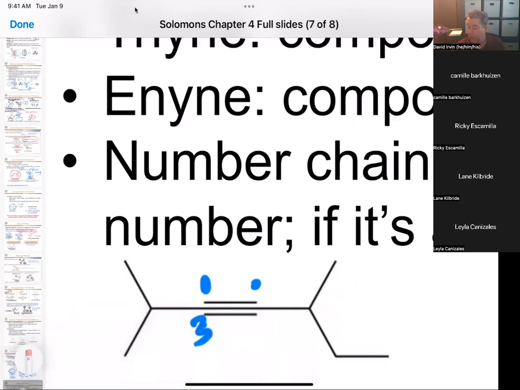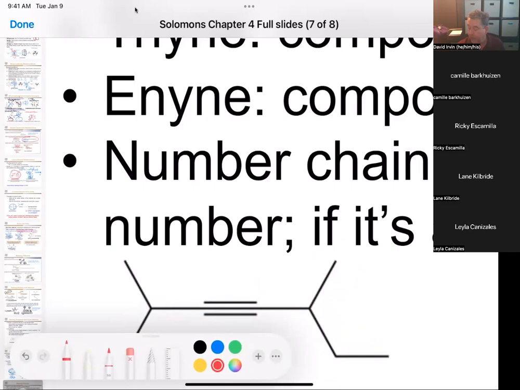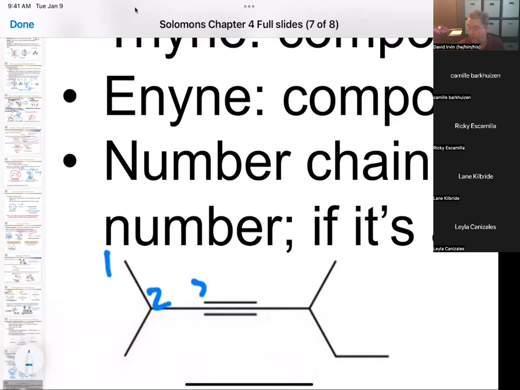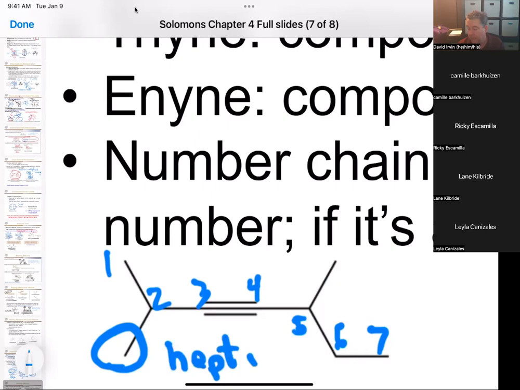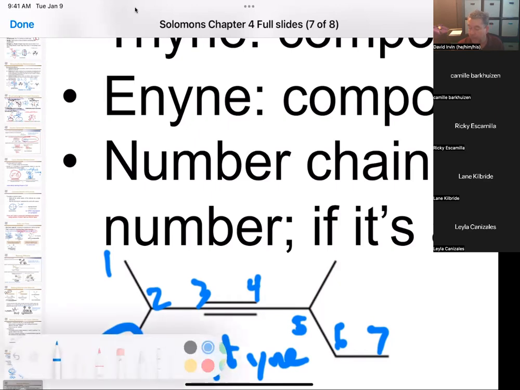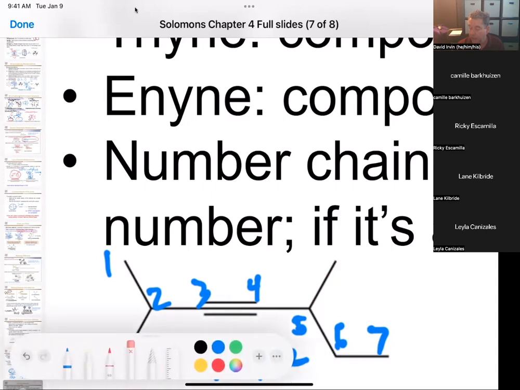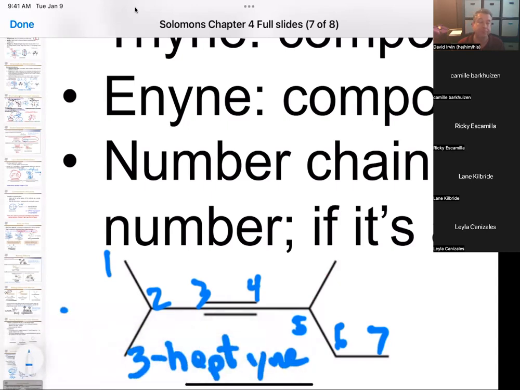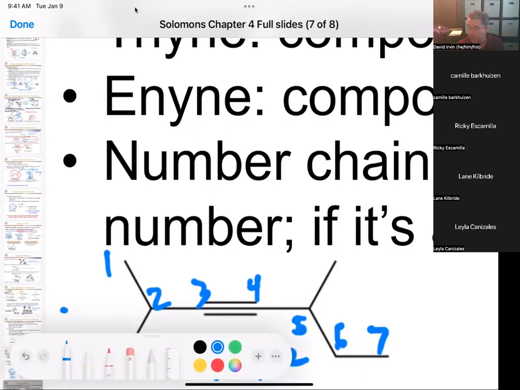So that being said, we're going to number from this side here, and we're going to number it 1, 2, 3. This could also be 1. It doesn't matter because it's going to give us the same 4, 5, 6, 7. It'll give us the same parent chain of heptyne. So it's heptyne, because we have 7 carbons, and it's a YNE because we have a triple bond. Now, we have to identify where that is. So that's going to be 3-heptyne. And we have 2 substituents.